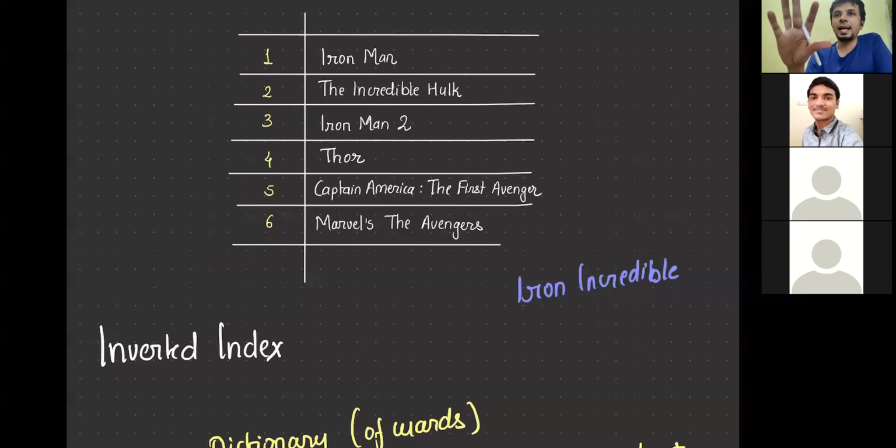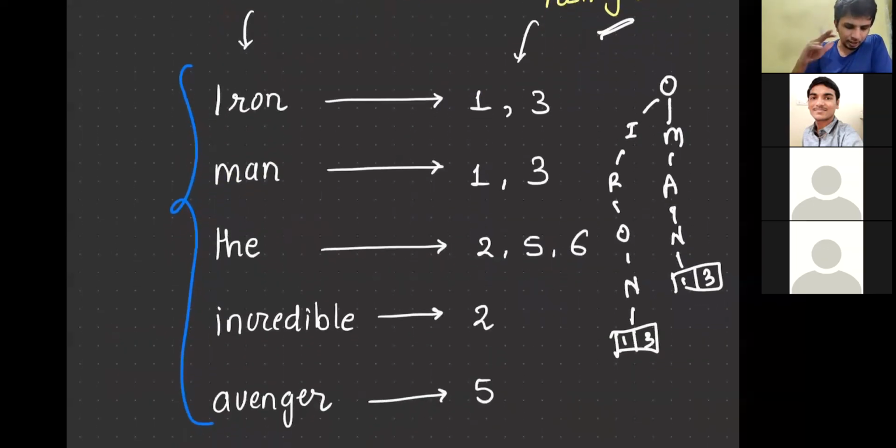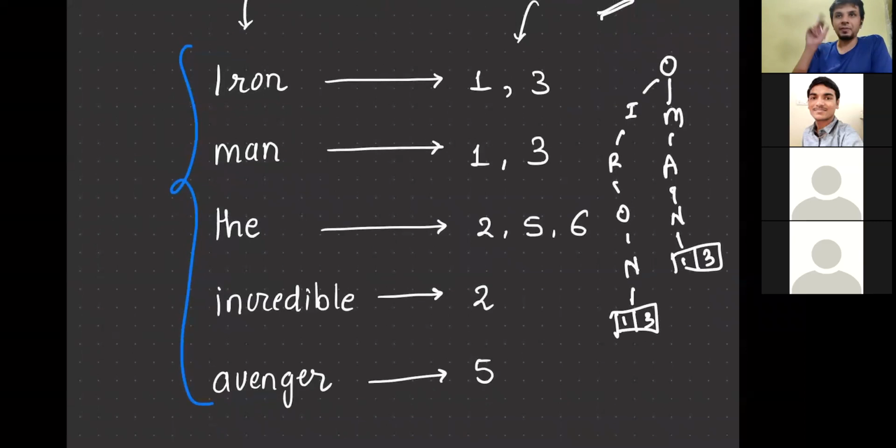If someone searched for iron incredible on this data set, Varun recommended we do an intersection. So we first get iron, and from the posting list we get 1, 3. From incredible, we get 2. So our intersection would be null, zero results, so we are saying no results found. Intersection is the best way, but if there are no results, maybe we can do a union. Correct.